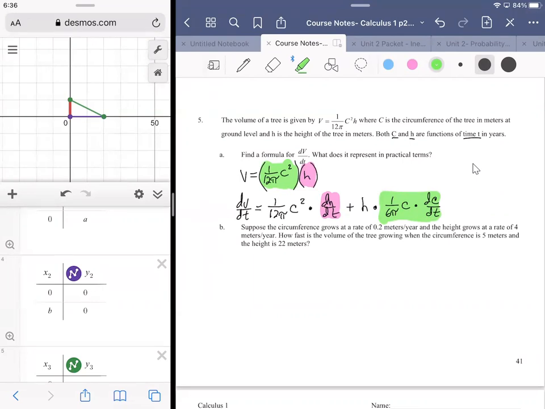All right. So what does it represent in practical terms? It's really just a matter of the units. If you think about it, the volume is given as this. That's great. But dV/dt is really the rate of change of volume per unit of change in time. Well, the units of time are years. So if volume is talking about the size of the tree, volume of a tree is a measure of the size of the tree.